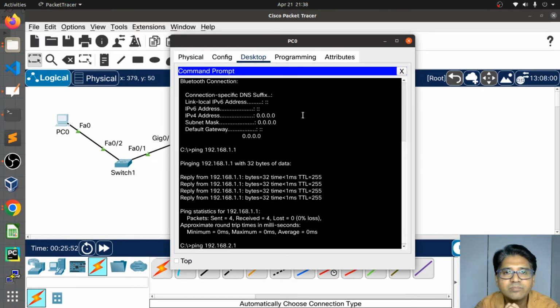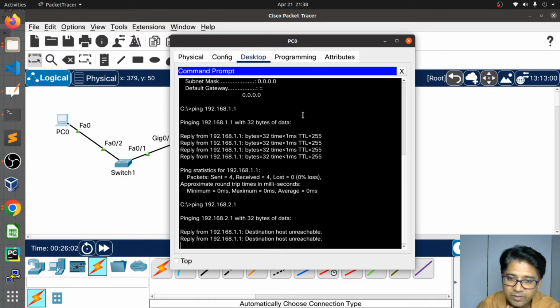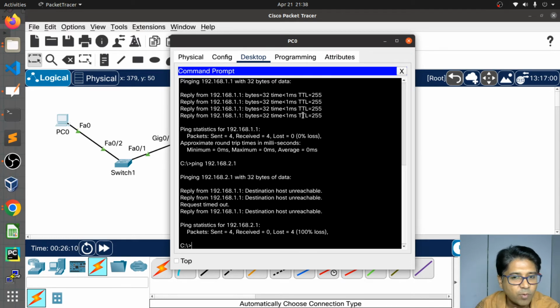Anyone? This is an interview question. No, we can't reach it. So what will be the response? Let's see. Try to understand the response. This is a very meaningful response. Who is giving the response? Understand the reply from the 1.1. Who is the 1.1 gateway router? What is he replying? Destination host unreachable.